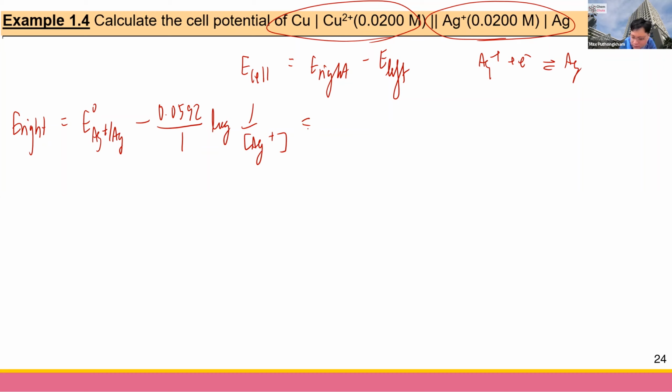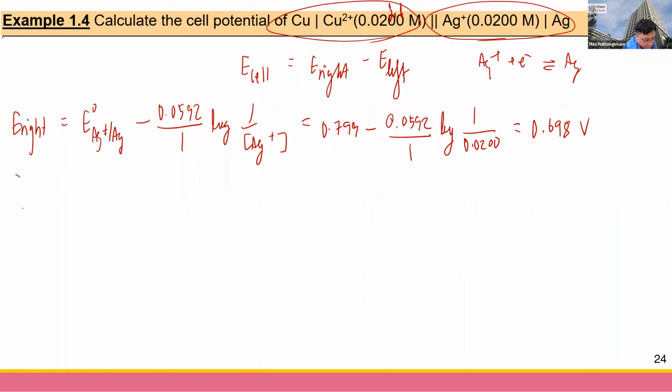So the number, I believe, is 0.799 minus 0.0592 over 1 log 1 over 0.0200. If you use your calculator, you will get something like 0.698 volt, I believe. So this is the E right.